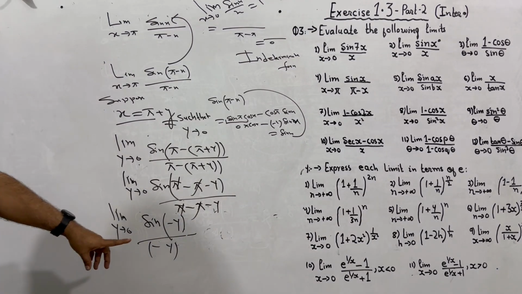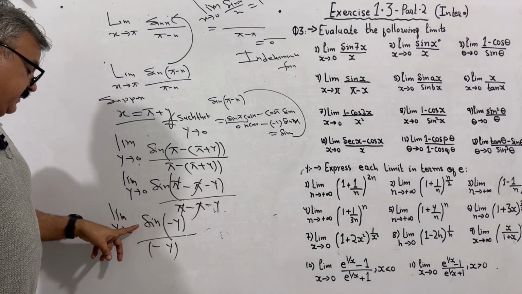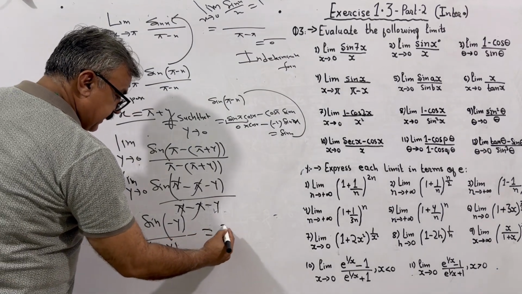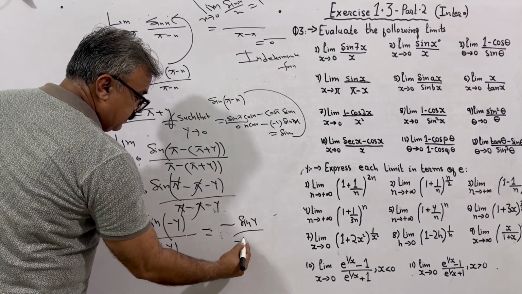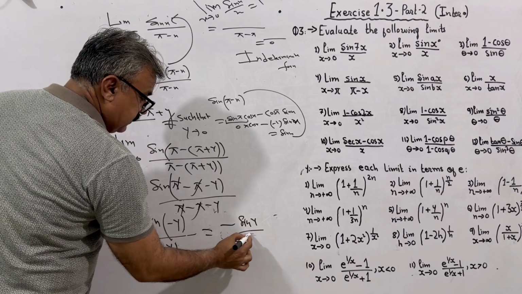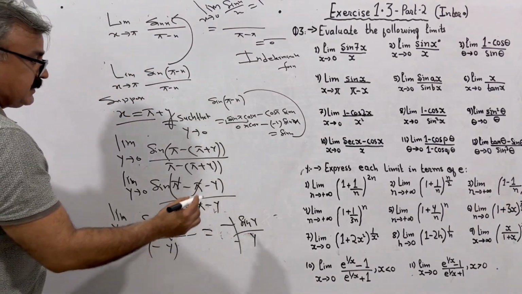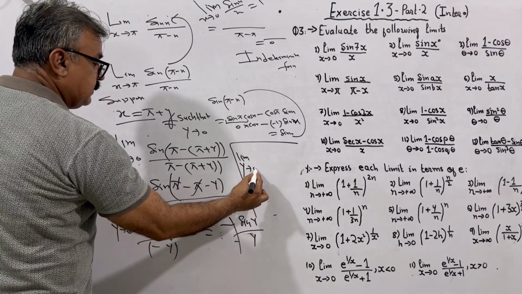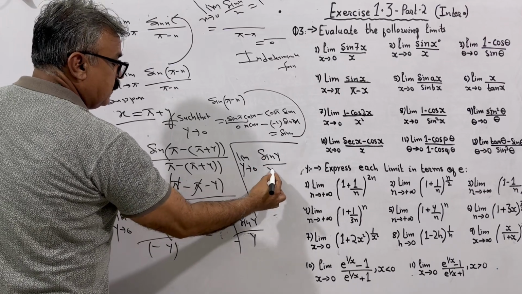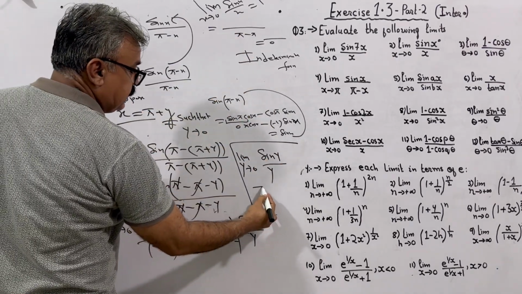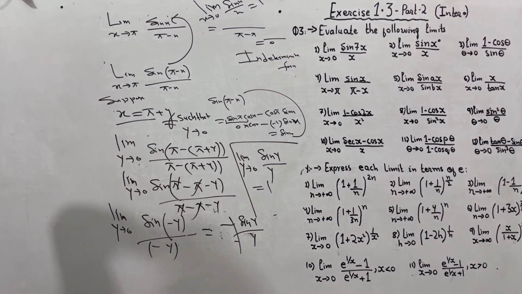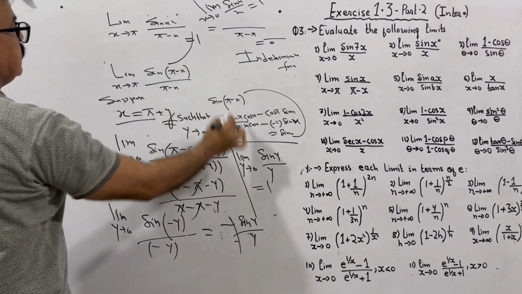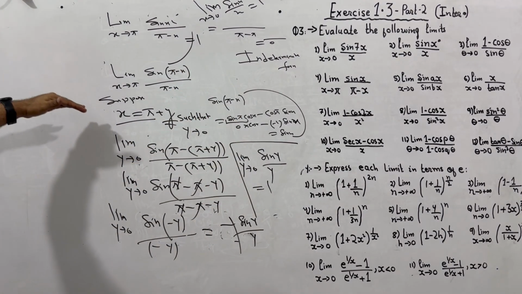Sine is an odd function, so the minus must be retained at the start. So it is equal to minus sin y over minus y. Minus cancels minus. We have the same situation, limit y tends to 0 of sin y over y, the same identity. It is equal to 1. So our answer in that case is 1.